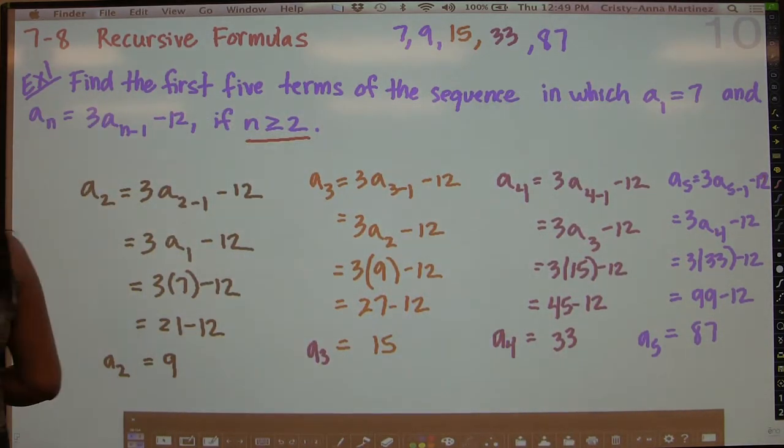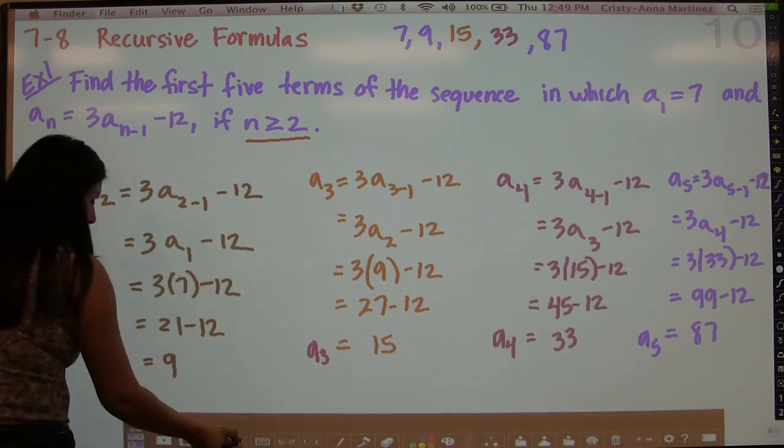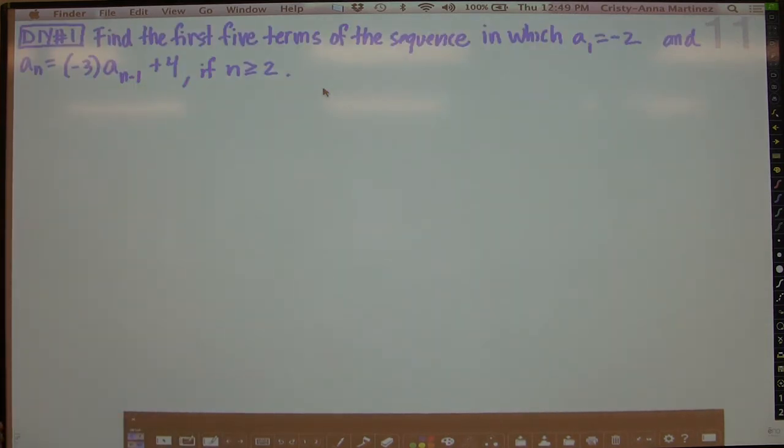So now we have the first 5 terms of the sequence, which are 7, 9, 15, 33, and 87. So now I would like for you to do this do-it-yourself question, and then we will move on to writing recursive formulas.